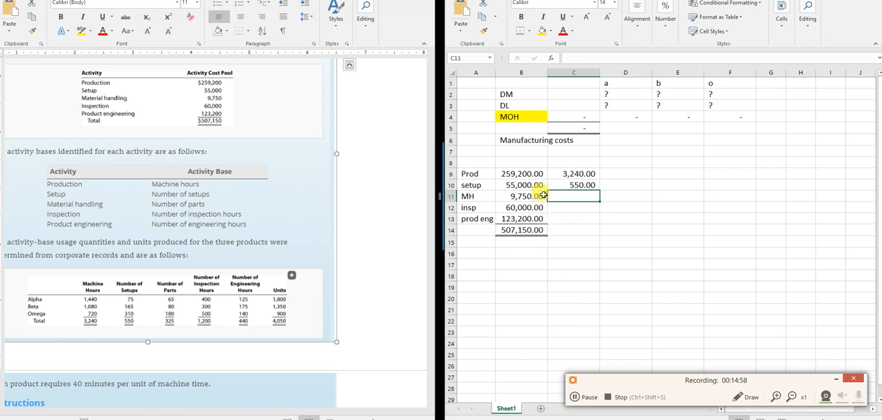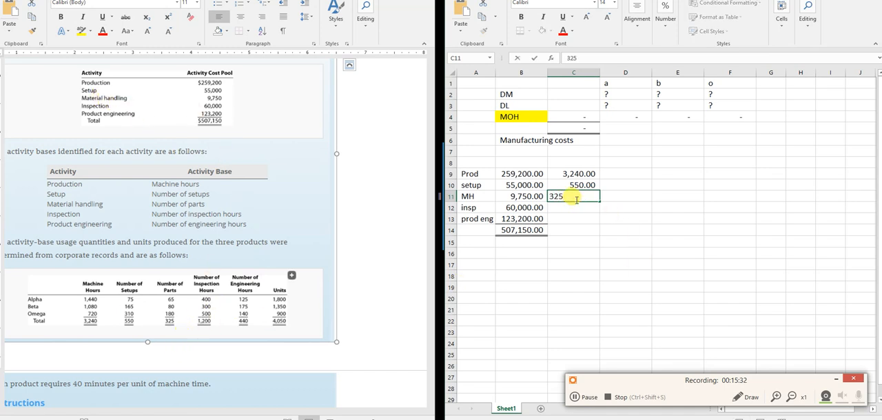So some products will require a different number of setups. So alpha has 75 setups that they have to have. Beta has 165 setups, and omega has 310 setups. So again, my table saw example was pretty simple, but notice one product had one setup and one product had 4 or 5 setups. So if I have people I have to hire to do these setups, it is costing money to do a setup. My materials handling is based on the number of parts.